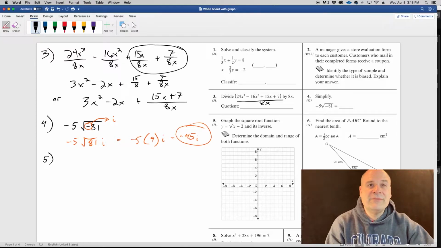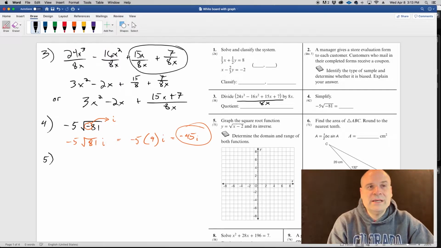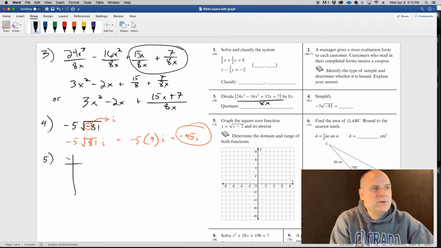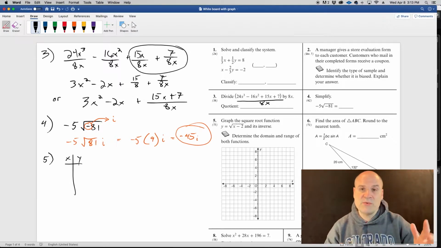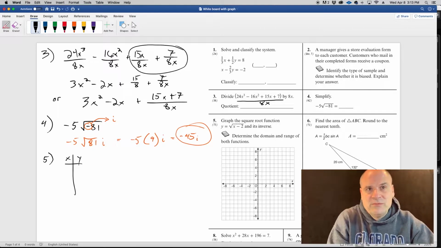So we're gonna graph the square root function y equals the square root of x minus 2 and its inverse. Okay, let's do that. So what x's and y's will work? Remember, we want to be left with a nice perfect square under the radical. If we can be left with a 0, 1, 4, 9, 16, that would be awesome.